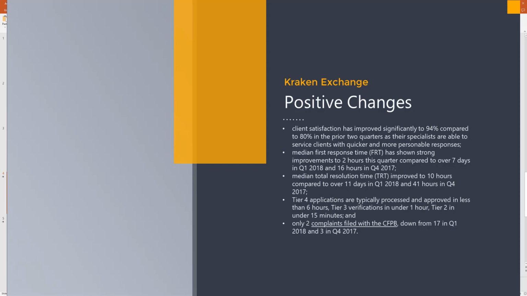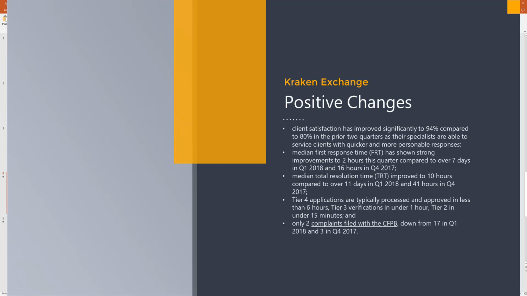These are all the things that we went over. Median first response time is a strong improvement, over 2 hours this quarter compared to over 7 days in quarter one. This was an issue. I remember putting in tickets myself, and in the fourth quarter of 2017 and the first quarter of 2018, it was impossible to get a response. I wasn't the only one complaining about it. There were a lot of people all over the place complaining about those long wait times.